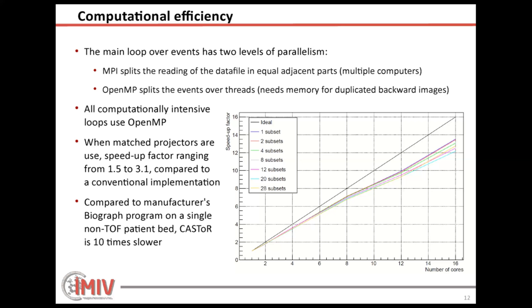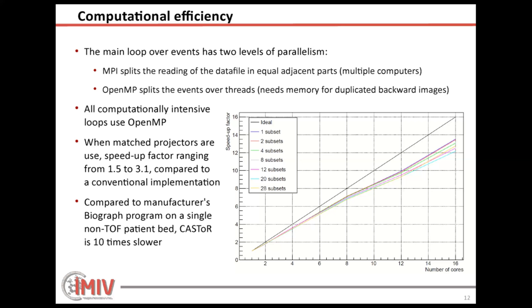And here, this is just the scalability over the number of cores. It was performed on a 16 cores machine. So we see that the ideal curve is here. It's quite good. We are not too far from the ideal curve. If I remember well, the coefficient was 0.85.